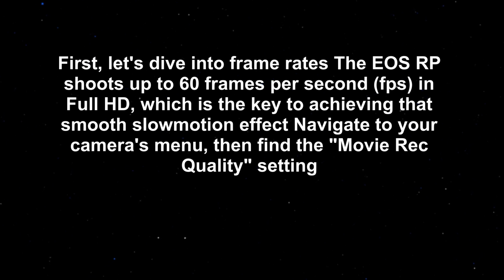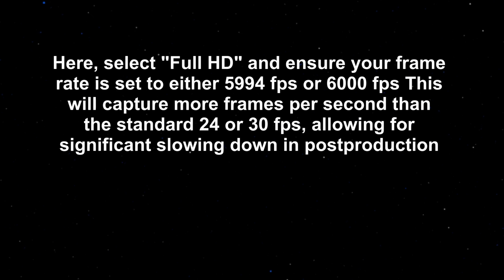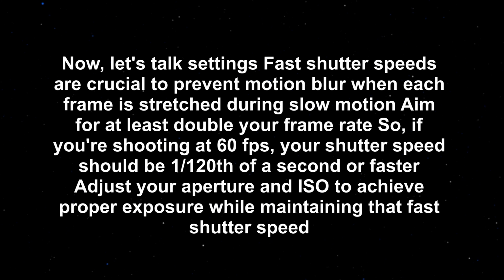Then find the movie rec quality setting. Here, select Full HD and ensure your frame rate is set to either 59.94 FPS or 60.00 FPS. This will capture more frames per second than the standard 24 or 30 FPS, allowing for significant slowing down in post-production. Now, let's talk settings.